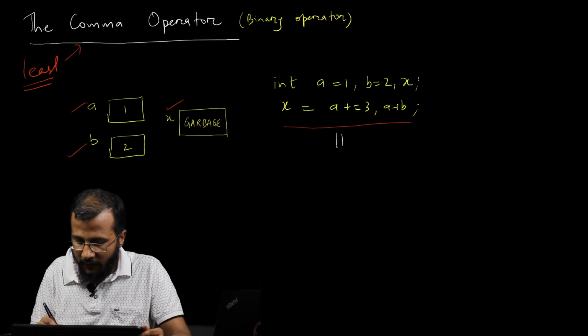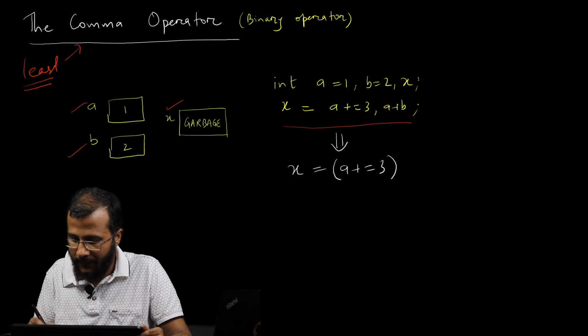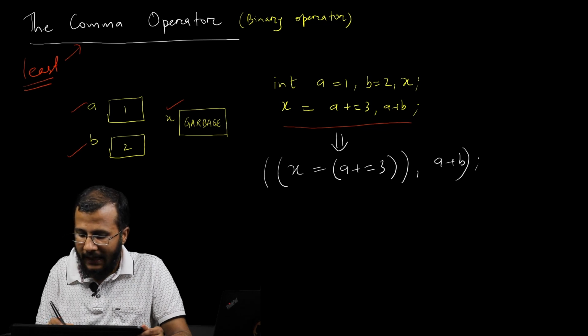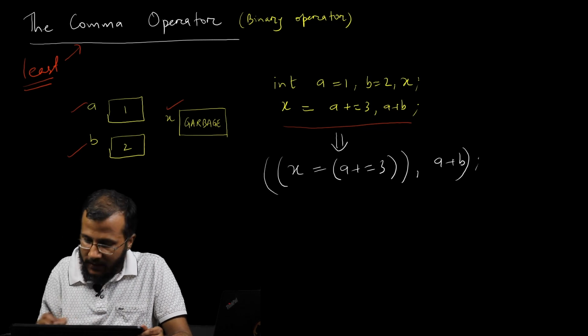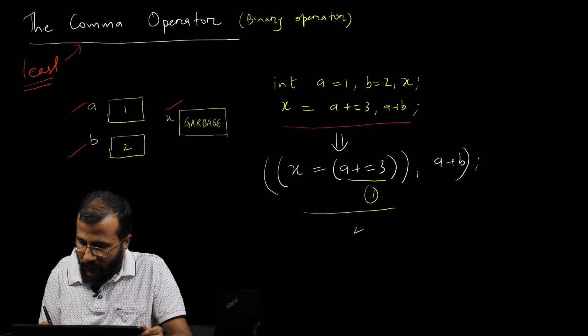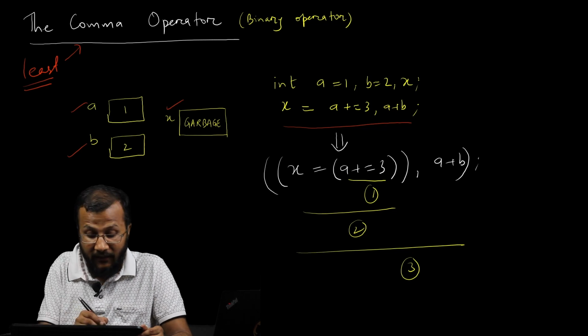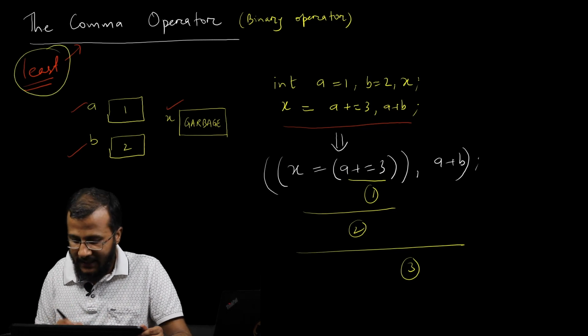The way this one is evaluated is, first of all, X is equal to A plus equals to 3. So A plus equals to 3 is evaluated first. And then the assignment is evaluated, and only then the comma is evaluated, because comma will be evaluated at the end. So first this is evaluated, then this entire thing, and only then the comma. That means the comma is evaluated at the end because it has the least priority. Okay. Let's see what is the output.